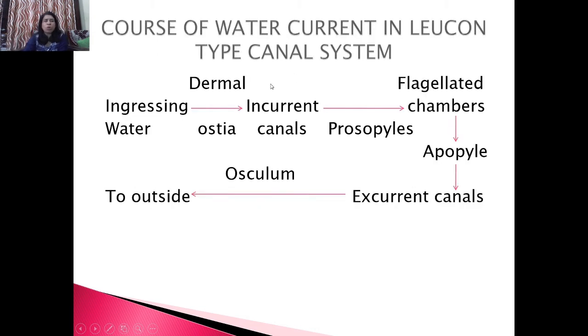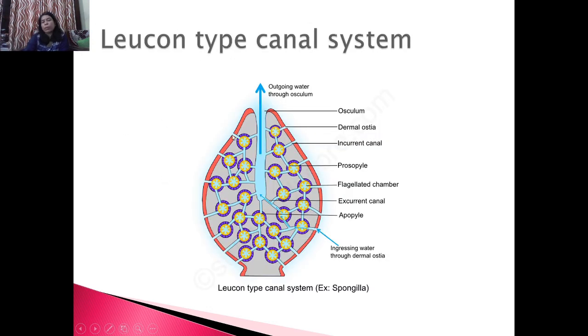Course of water in the Leucon type canal system. Here you can see the incoming water goes to the incurrent canal through the dermal ostia and goes to flagellated chambers through prosopyles, from flagellated chambers to the excurrent canal through apopyles or small pores, and goes outside through the osculum. This is the diagrammatic representation of the Leucon type canal system. Here you can see there is no spongocoel cavity and the osculum is wider in comparison, and the water goes inside through the dermal ostia and incurrent canals.